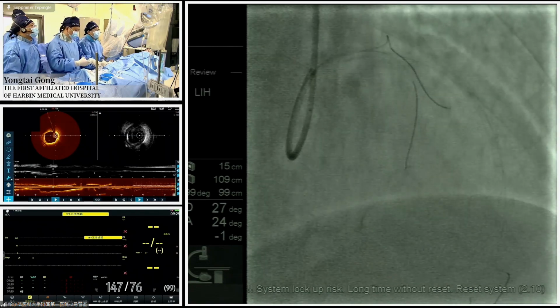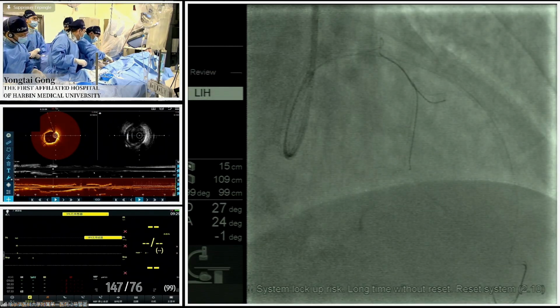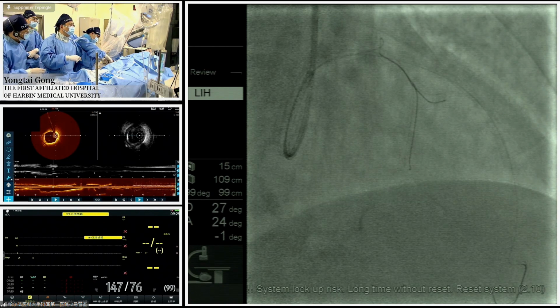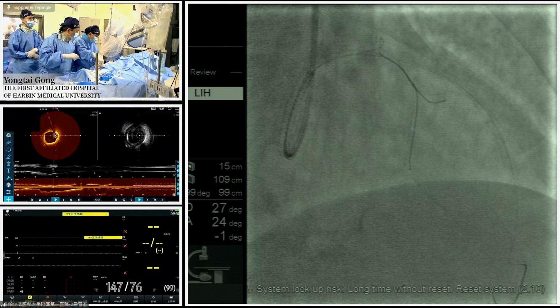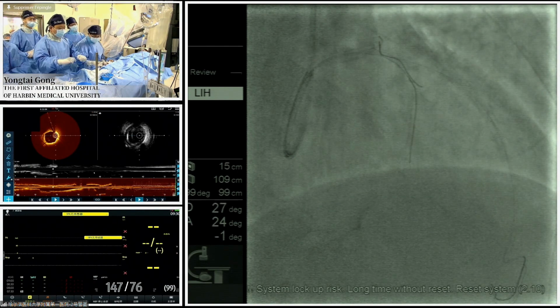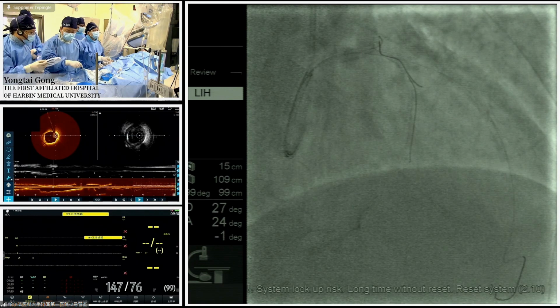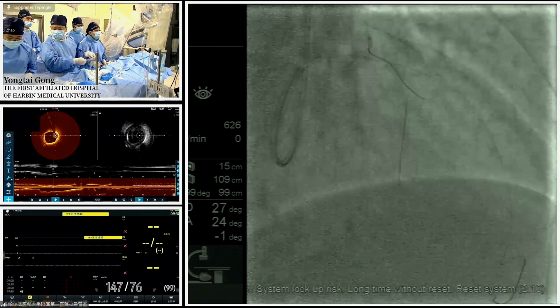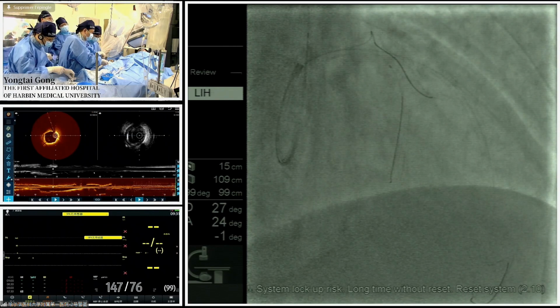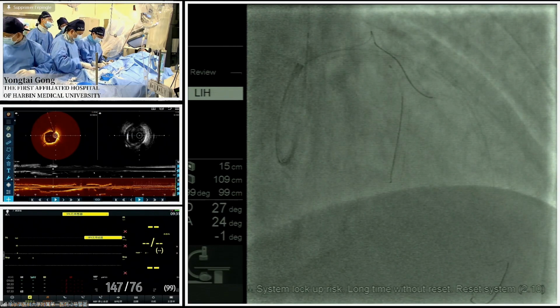Okay, very good. So after the pre-treatment, the result is okay. So right now is the time to put in the stents, right? Yes. According to the intravascular imaging result, for the first stent we will choose a 3.5 diameter, because the septal branch is kind of big. That's why we had to protect it before we put in the first stent. For this patient, the septal branch is kind of big, so Dr. Gong put a balloon to protect it.